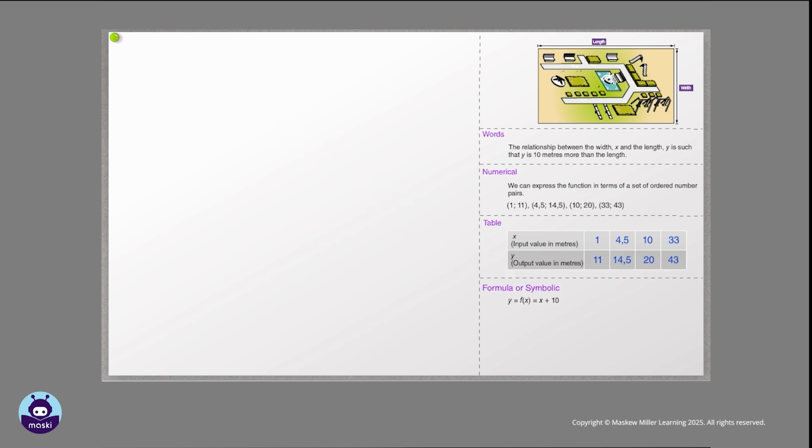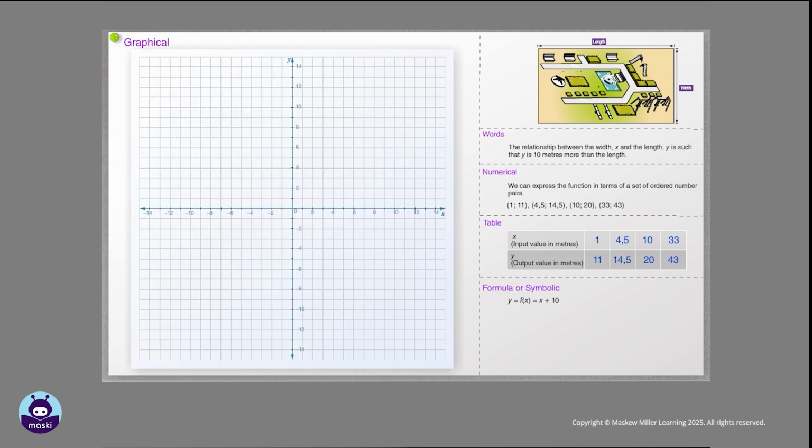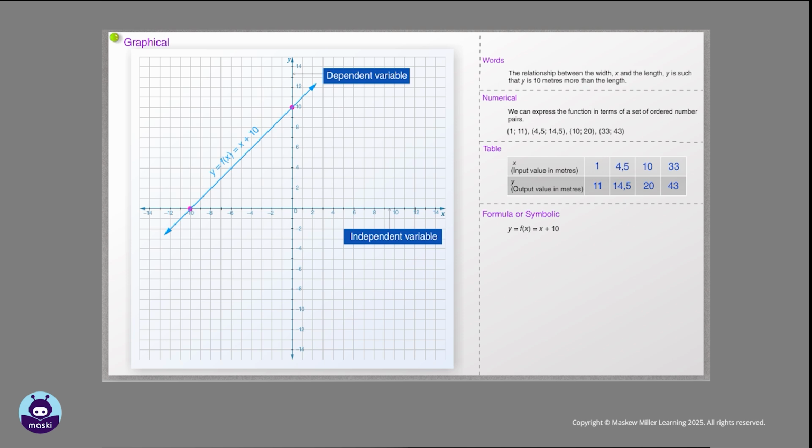Finally, a function can be expressed graphically. Often it is difficult to understand the relationship between the variables by merely looking at a table of values or even a formula. A graph represents a function visually and is easier to interpret. The independent variable is usually placed on the x-axis, and the dependent variable is placed on the y-axis. The graph of this function f of x is equal to x plus 10 is drawn. Note that we're no longer dealing with the length-width function of the park, but a general one. This is also a very important way to represent functions.